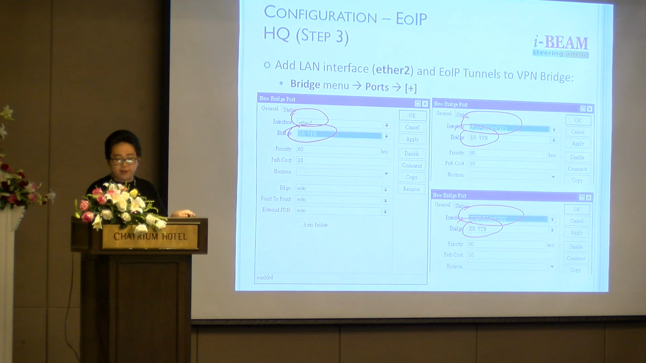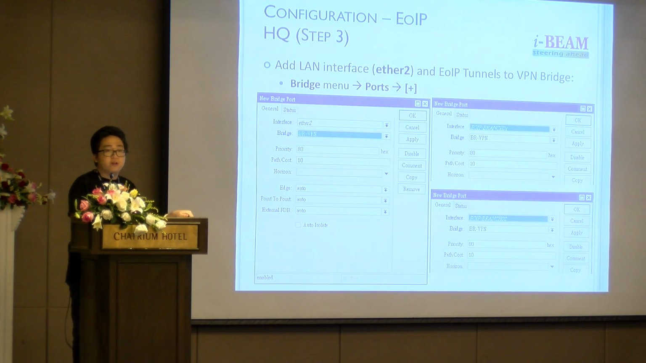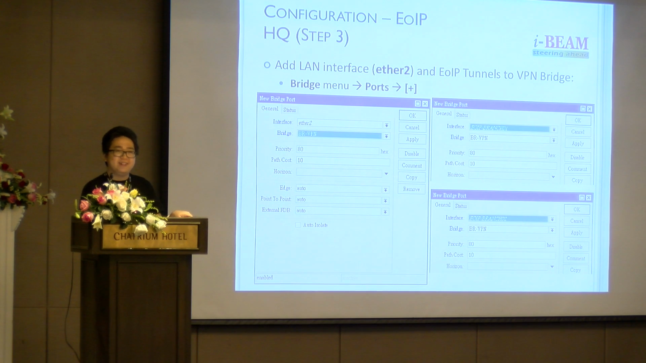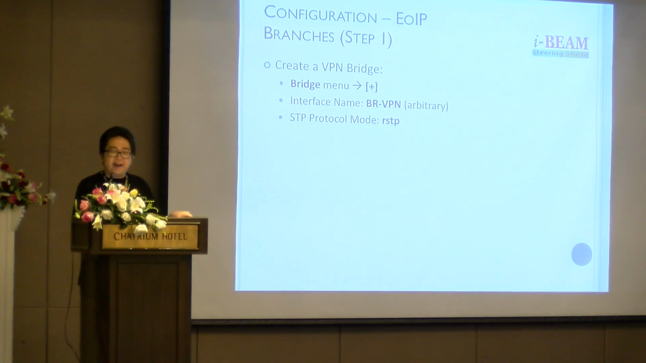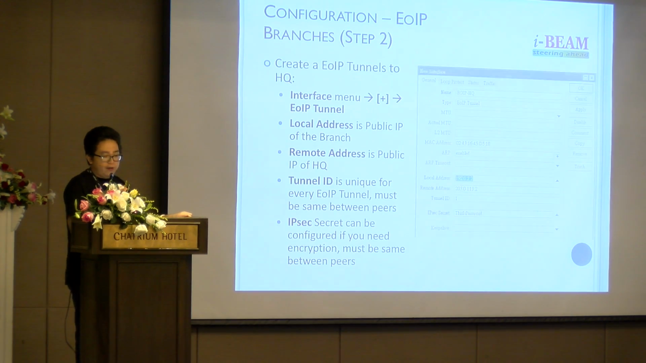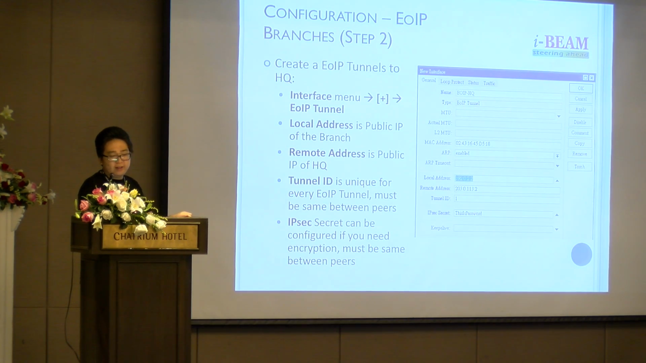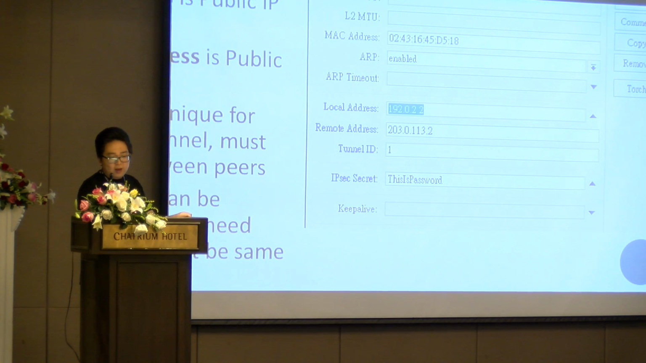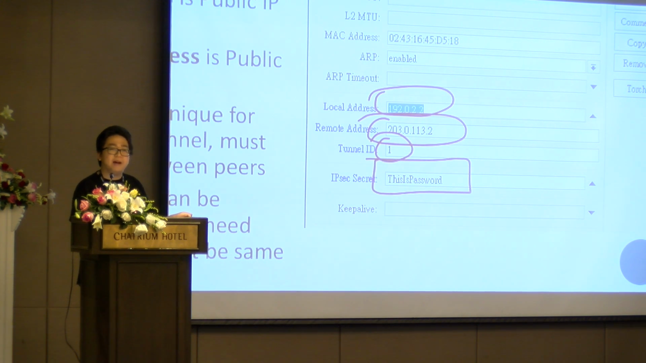Okay, now we have finished the head office configuration. You see, it is quite simple. The branch office is exactly the same, just the IPs are different. You can see here we also create a bridge VPN, with spanning tree mode RSTP. And then after that, we create a tunnel back to the head office. But here, the only difference is the local address is the public IP of the branch office, and the remote address is the public IP of the head office. And this is the tunnel ID that you agree between the 2 offices, and you need to use the same IPsec password for sure.